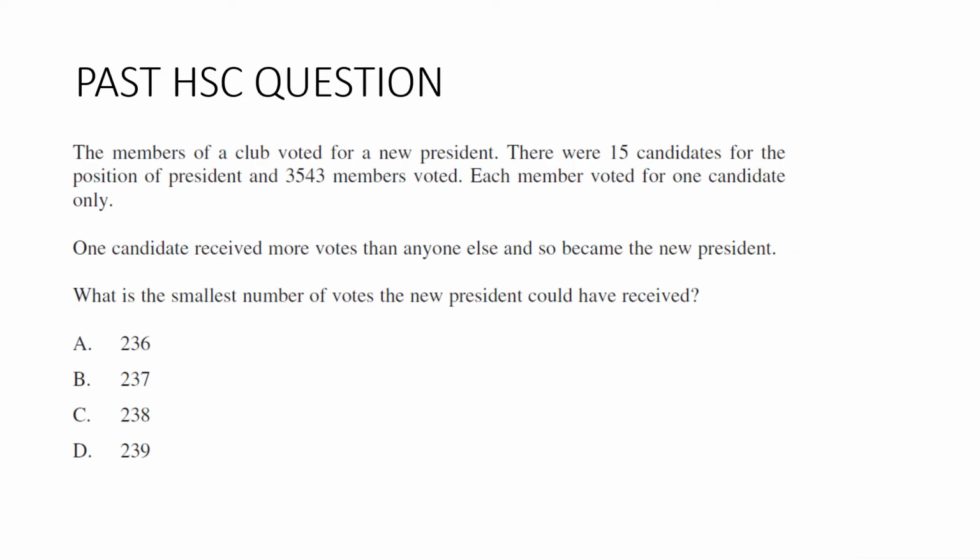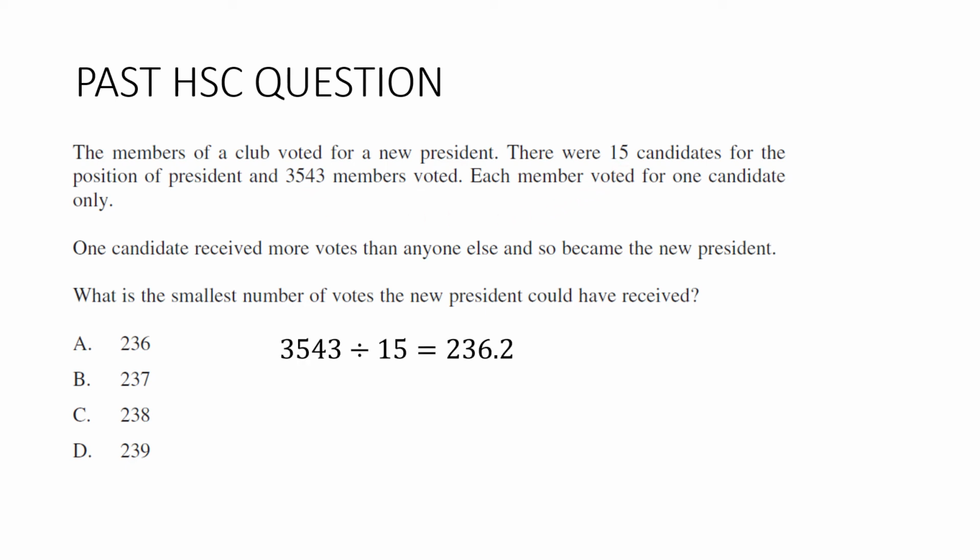Here's a past HSC question. The members of a club voted for a new president. There were 15 candidates for the position of president and 3,543 members voted. Each member voted for one candidate only. One candidate received more votes than anyone else and so became the new president. What is the smallest number of votes the new president could have received? So we've got 3,543 pigeons, 15 pigeonholes.